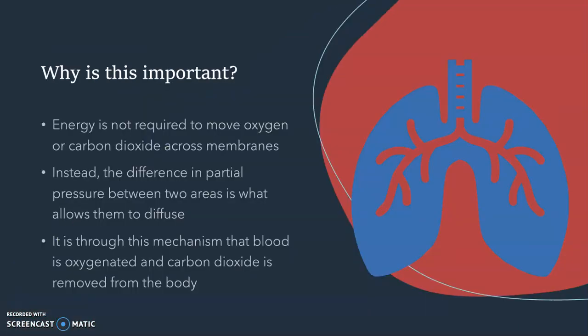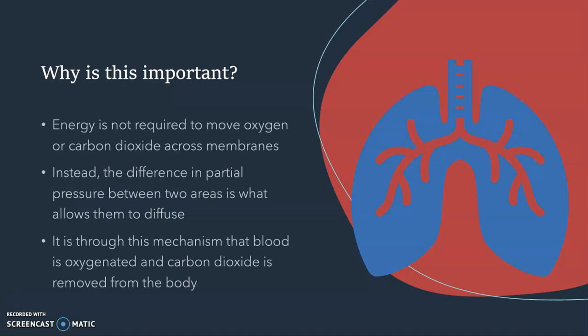So why is all of this important? Simply put, this mechanism is important for human survival. Energy is not required to move oxygen or carbon dioxide across membranes. Instead, the difference in partial pressure between two areas is what allows them to diffuse.